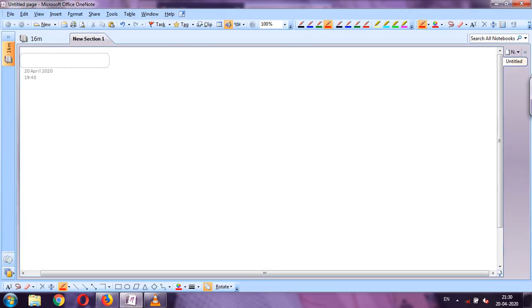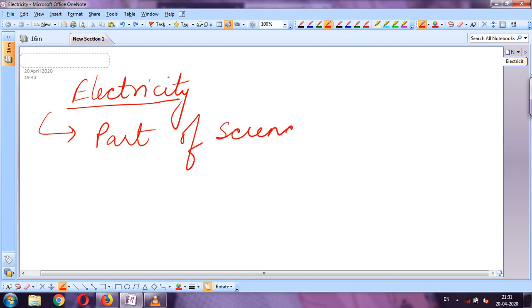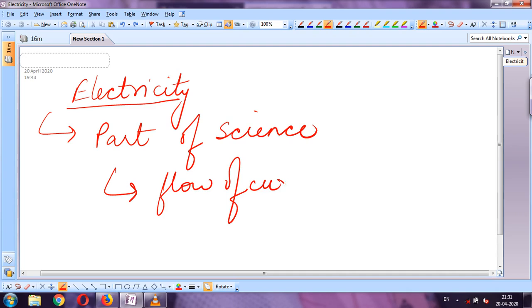So first thing about the chapter, we will understand what is electricity. What can you say electricity is? Electricity is not a path, it is a part of science in which we study the flow of current. That part of science where we study about flow of current is called electricity.